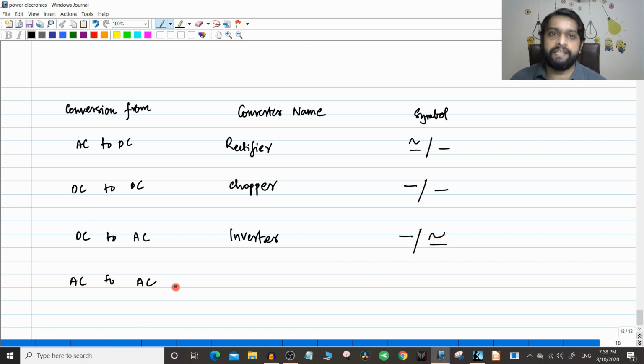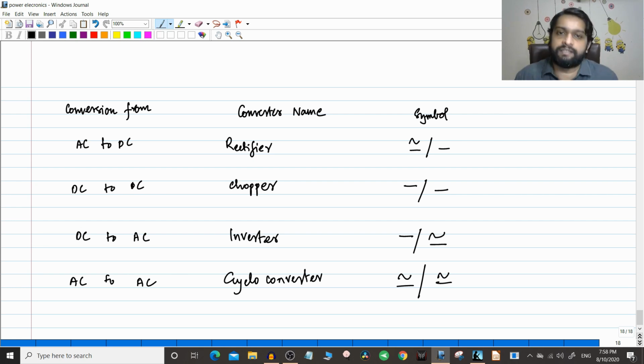And finally you are having AC to AC. AC to AC is also called cycloconverters. And the symbol is like this. This table has been taken from the book by Rashid, so you will find the same namings there. So we will follow a particular naming scheme so that things are not cluttered.